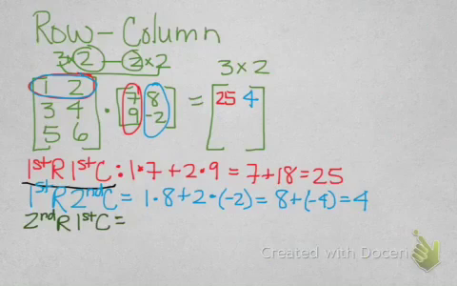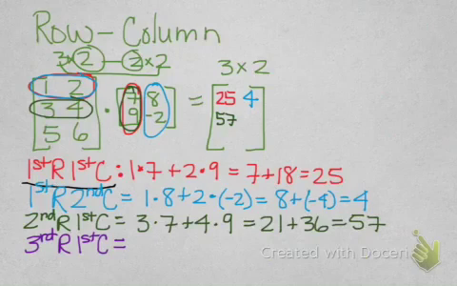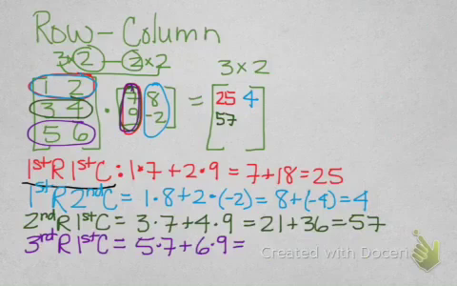So now we're going to do second row, first column. So second row, first column is going to be the 3, 4, and the 7, 9. So 3 times 7 plus 4 times 9 gives me 21 plus 36, or 57, and the answer goes in the second row, first column. Third row, first column, I'm going to do 5 times 7 plus 6 times 9. So I would get 35 plus 54, which is 89. The answer goes in the third row, first column.